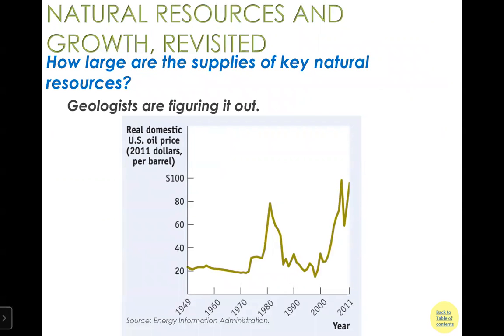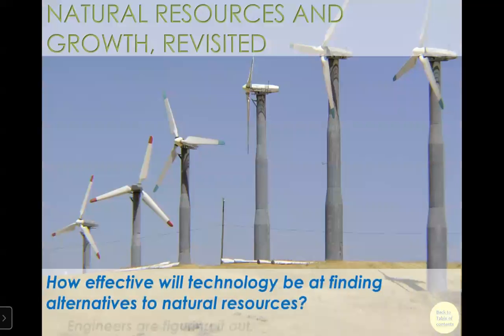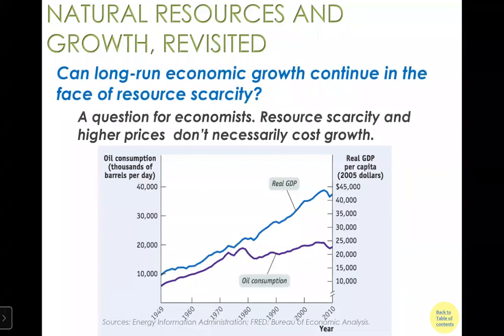So how large is the supply of key natural resources? We are going to rely on geologists. But in terms of economics, there's already some response, right? There are price spikes, which reflect the limit of supply, and at the same time maybe increasing demand. Now second, how effective will technology be at finding alternatives to natural resources? We are going to rely on our engineers to figure it out, like using solar power, windmills, or some new energy. And then lastly, can long-run economic growth continue in the face of resource scarcity? Okay, so this is really a question for economists, right?